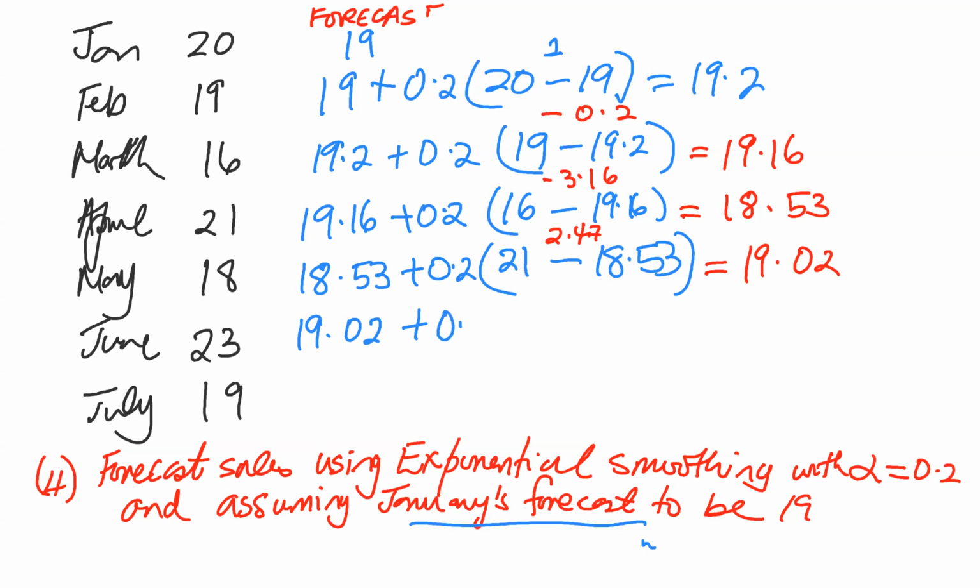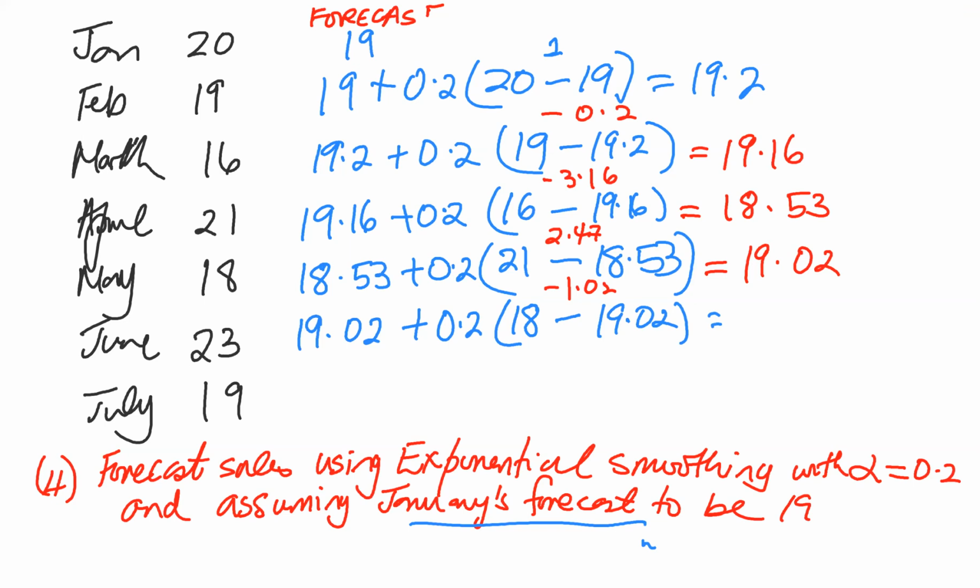You make your next forecast, which is your immediate past forecast, 19.02, plus your smoothing constant of 0.2 times your immediate past actual observation, which is 18, minus your immediate past forecast, which is 19.02. Notice if you over forecasted, you correct yourself later, and if you under forecast, you correct yourself, right? So again, it is 18 minus 19.02, and that gives you negative 1.02. Remember, you're always working your brackets first. You multiply that negative 1.02 by 0.2.